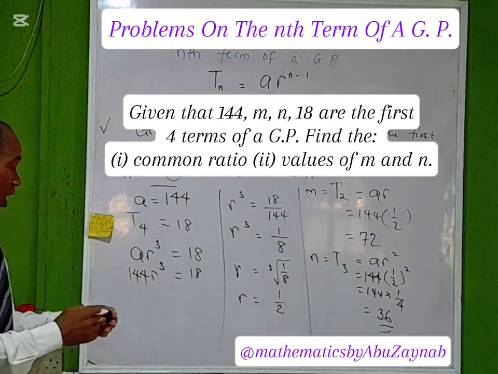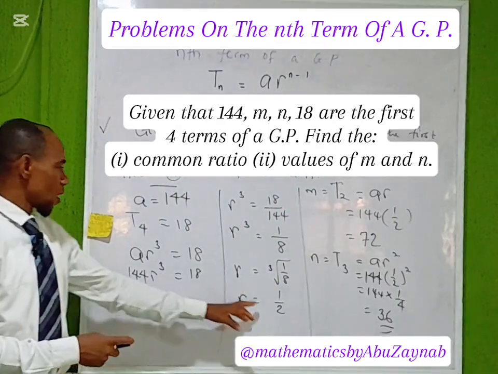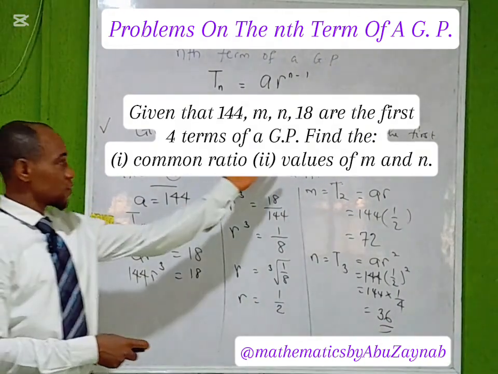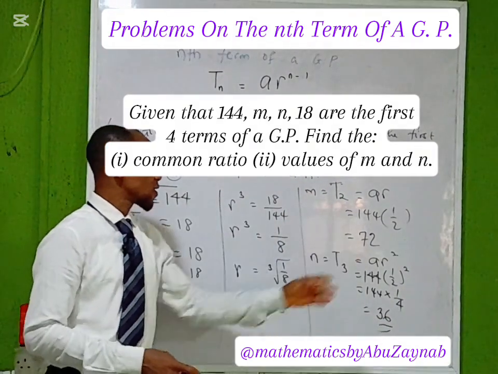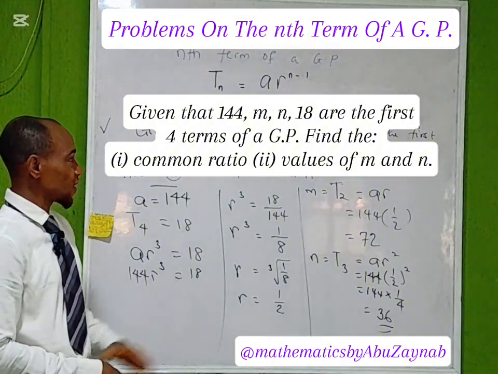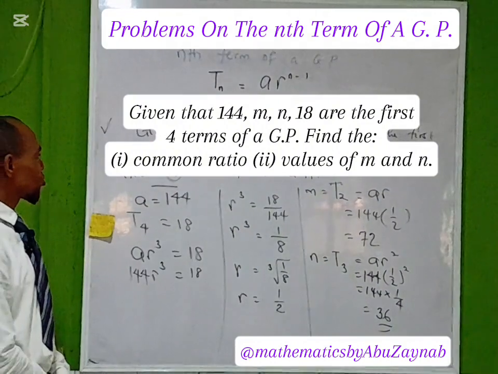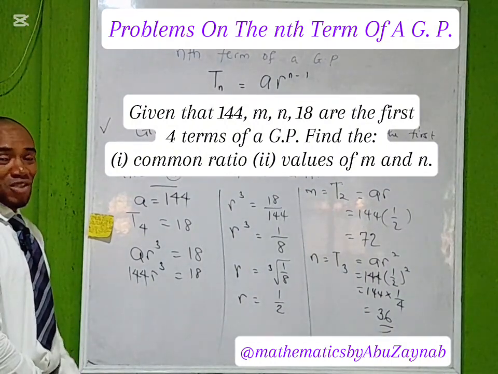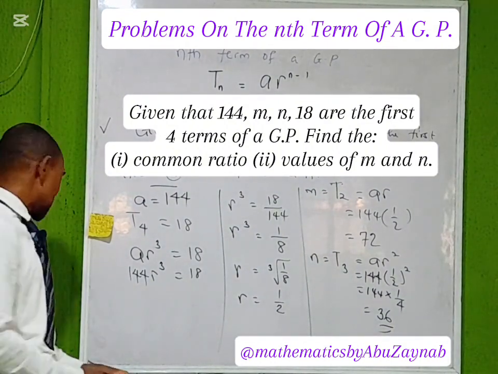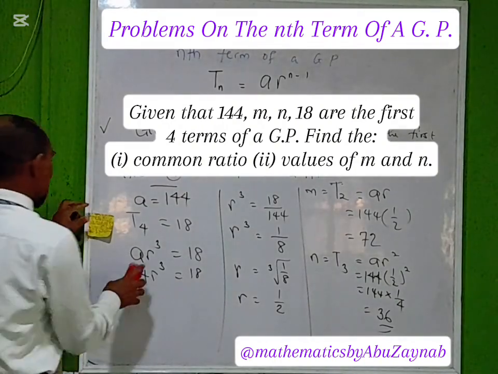So in conclusion, our common ratio is half. Our second term, which happens to be m, is 72. And our third term, which is n, is 36. And that's the solution to that beautiful question to start with, which I believe you found quite interesting. Let's move on without wasting time to number 2.